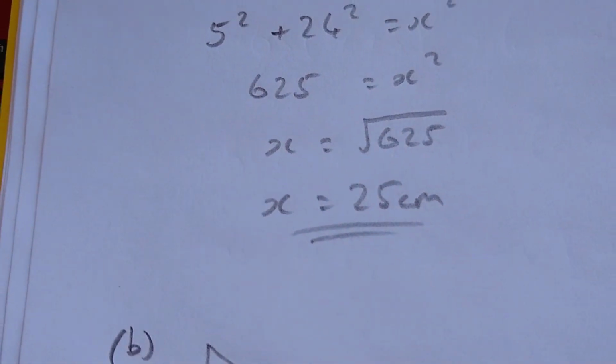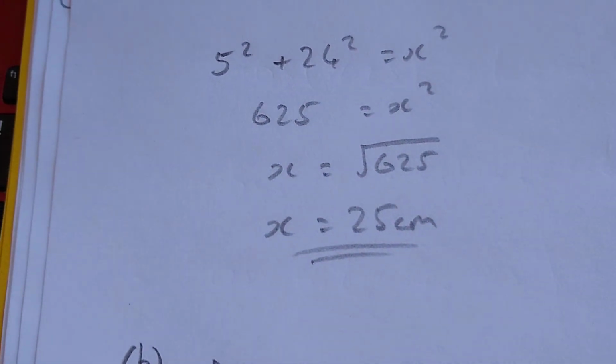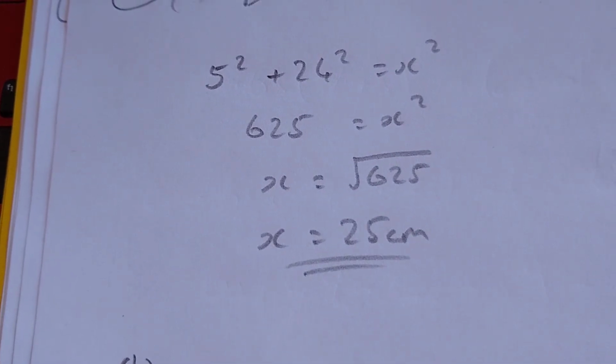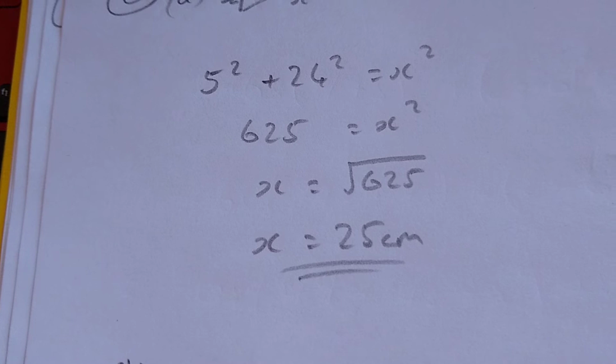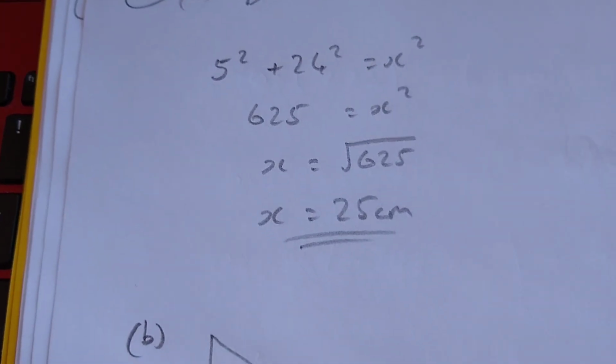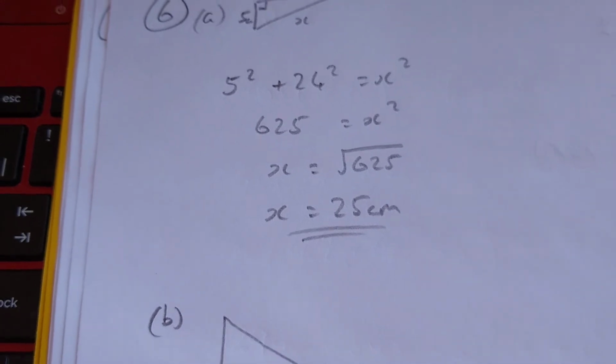So calculate that, and that turns out to be 625. Now remember x squared, so that missing length multiplied by itself is 625, so we need to square root that. So the value of x, the missing side, is 25 centimeters.